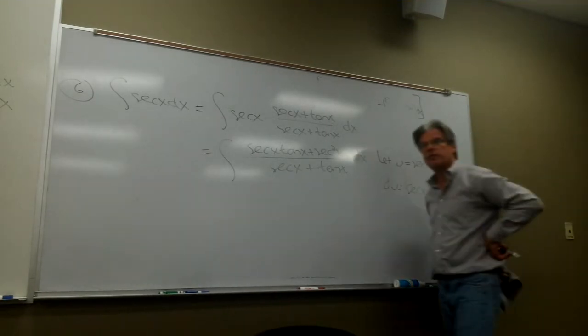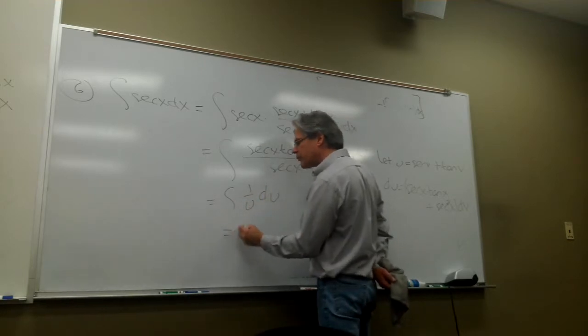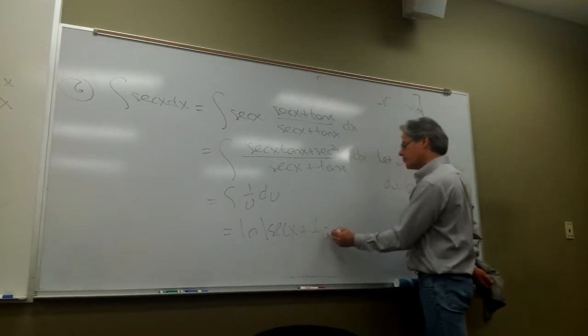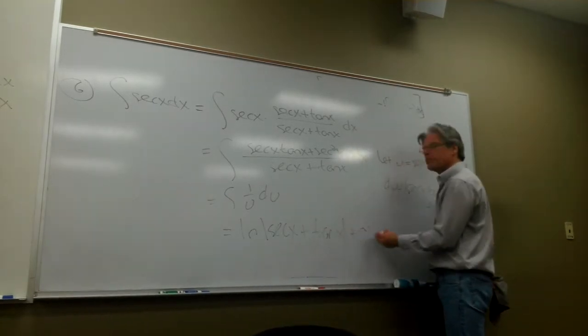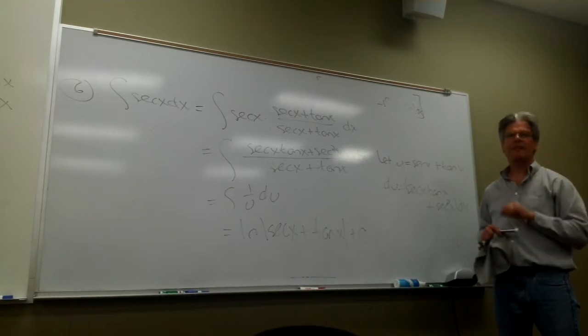And so committing to this u sub, I'm left with the integral of 1 over u with respect to u, or how about just simply saying the natural log of the absolute value of u, which is this? So where did you originally get that from? The natural log of the absolute value of secant of x plus tangent of x.